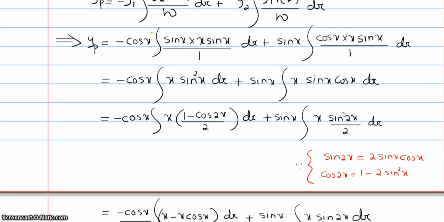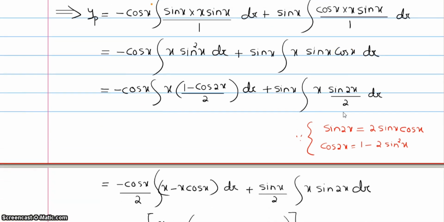Now for finding the integral value of these terms we need some simplification. For this I am substituting the value of sin square x as 1 minus cos 2x by 2, since we have the trigonometric formula cos 2x equal to 1 minus 2 sin square x. So the value of sin square x will be 1 minus cos 2x by 2. Also here we have terms of x, so we need to apply the product rule. For further simplification we are substituting sin x into cos x as sin 2x by 2, since sin 2x equals 2 sin x cos x, so the value of sin x cos x will be sin 2x by 2.